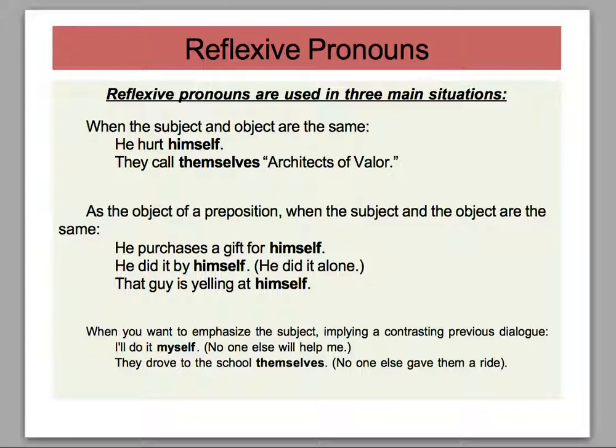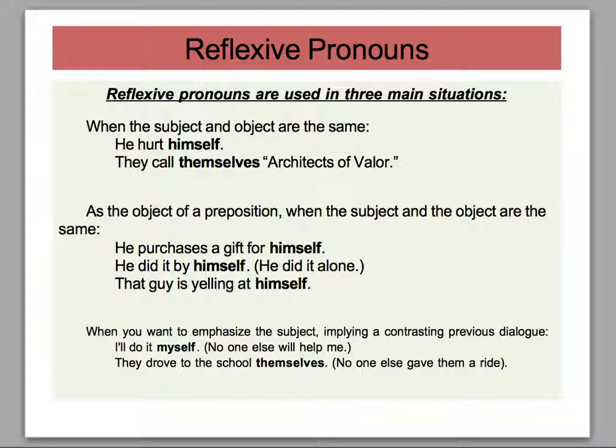So by saying they drove to the school themselves, it implies a previous dialogue that is contrasting, right? It's a little bit different. Like if there's a discussion before this sentence is stated: well, they usually catch the bus in the mornings. Well, yesterday they missed the bus. Oh, really? Oh, yeah. They drove to the school themselves, right? So there's that previous contrasting dialogue about how they usually take the bus, but yesterday they drove to the school themselves.